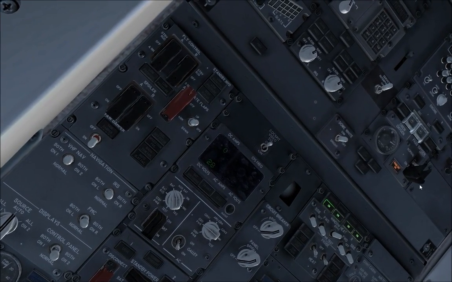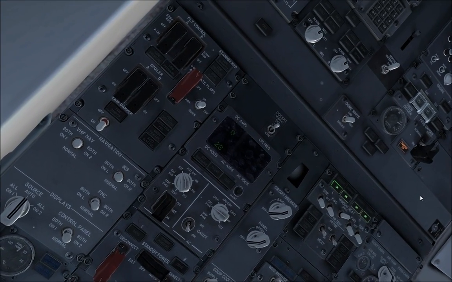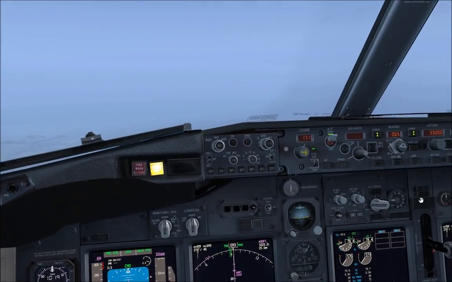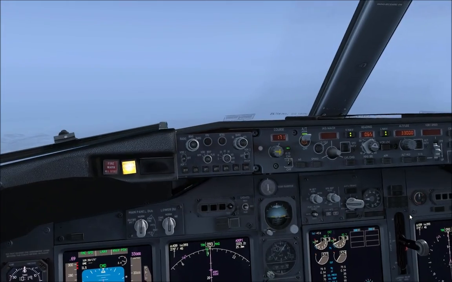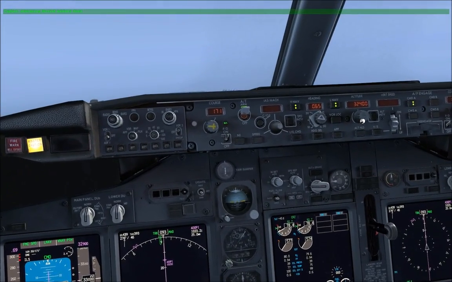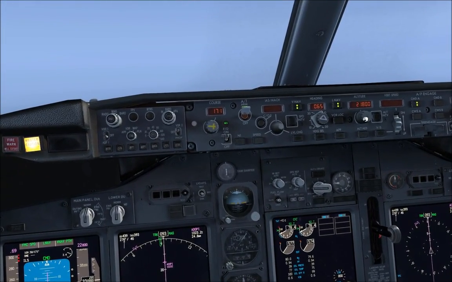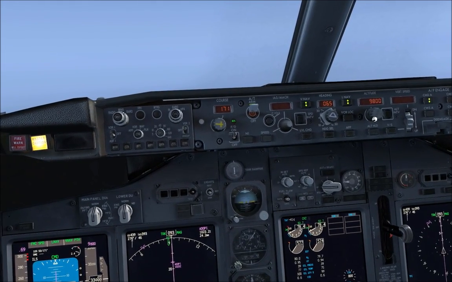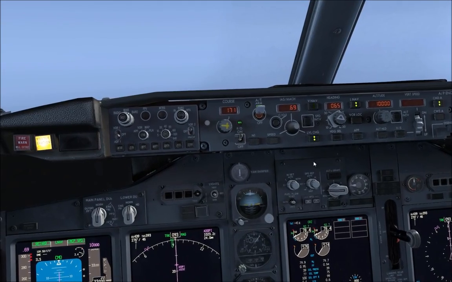Go to the emergency descent checklist on page 0.1. That's the cabin altitude warning or rapid depressurization checklist complete. Emergency descent memory items. Check. Passenger signs on. Engine start switches both continuous. Emergency descent memory items complete.